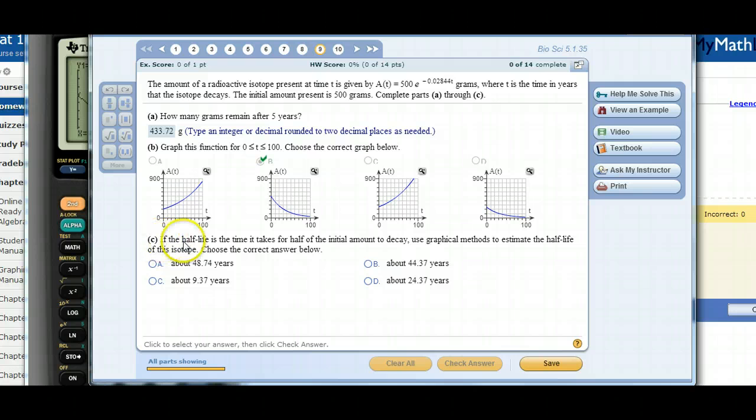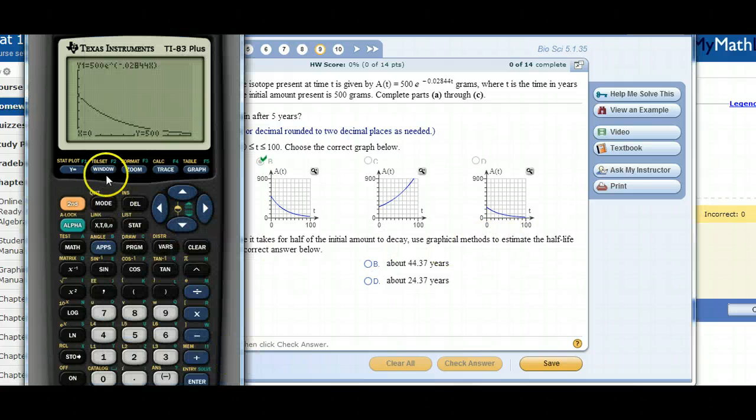Part C says if half-life is the time it takes for half of the initial amount to decay, use the graphical methods to estimate the half-life. What that means is half of the initial value, which is 500, is 250. So we're going to type in 250 and find how long it takes to get down to half. I've graphed it in there. There's the 250 line, there's where they intersect, and that's what I'm looking for. The x coordinate of that intersection is the answer.